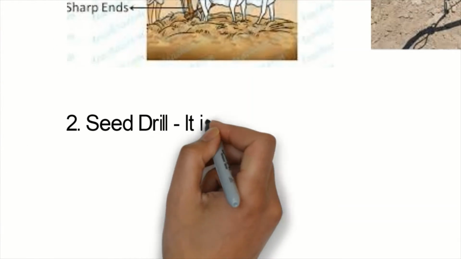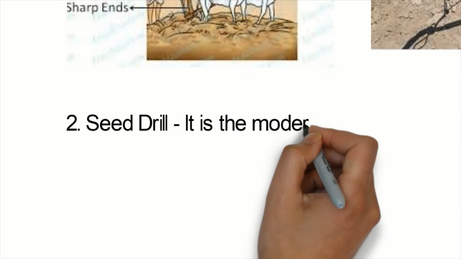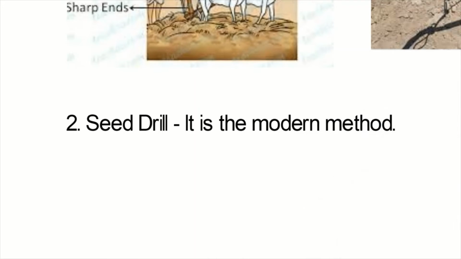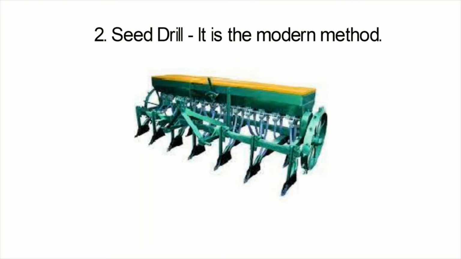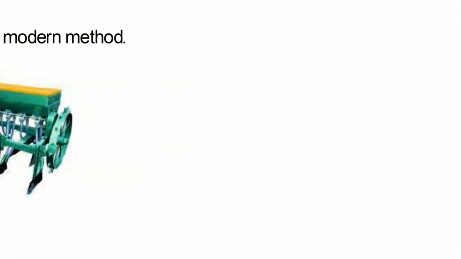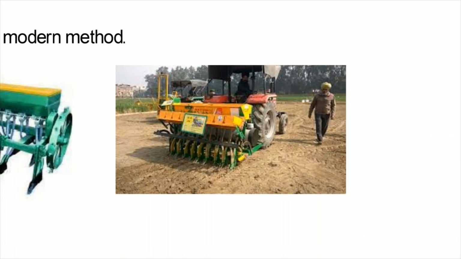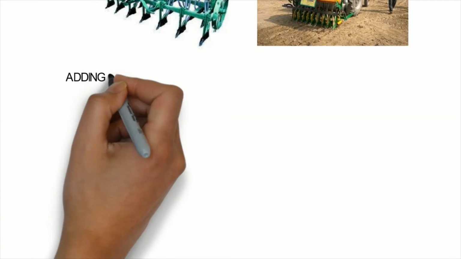Second is the seed drill. It is the method which is used in modern techniques. And here we can see a large number of funnels are attached to one single machine, and it is pulled by the tractor. So we can sow many rows of crop at a single time.